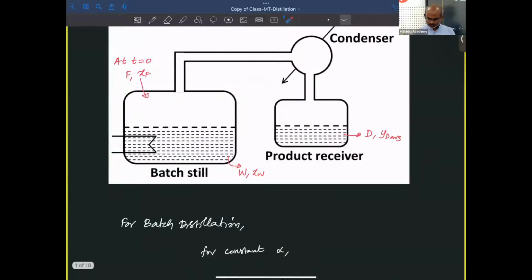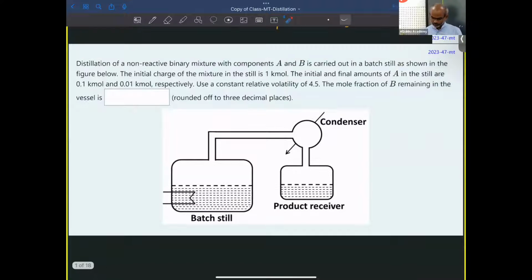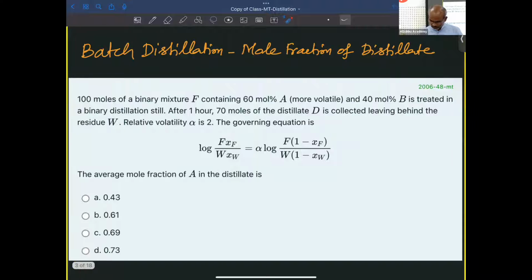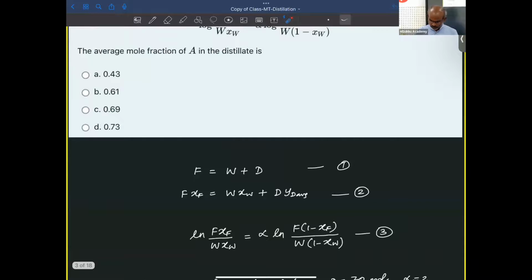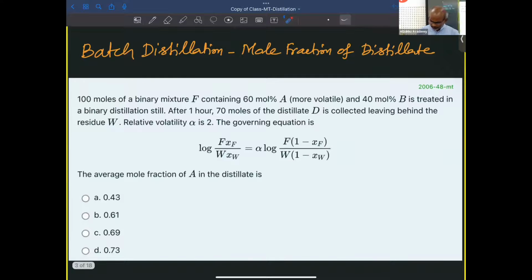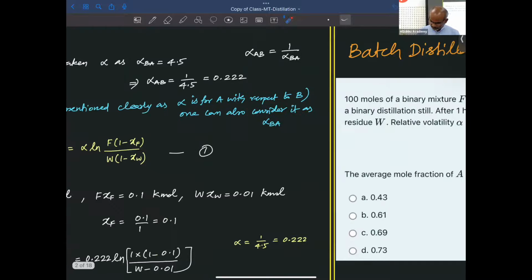Our understanding is that we need to have this equation in our memory, which is FxF divided by WxW, multiplied by alpha into this content. This formula is applicable for a system with constant alpha. Okay, we will also see one more such thing. Of course, in one examination in 2006, they gave the equation as such, which is very helpful. Instead of memorizing this, the equation itself is given, and additionally, what is asked is the mole fraction of A in the distillate. Always the distillate composition is asked.